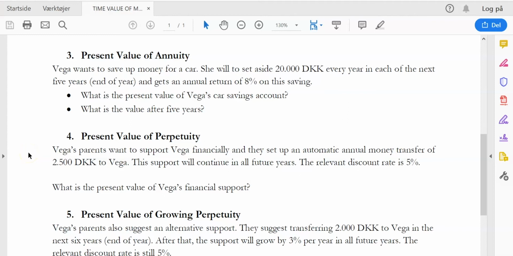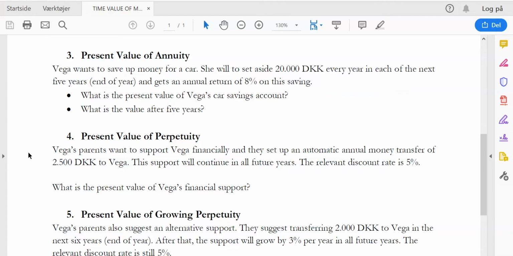Now we are ready to dig into question 3. So in question 3, you are once again given the header here called present value of annuity. If you were not given this one, you could still see that it was an annuity. So let's just read the question.